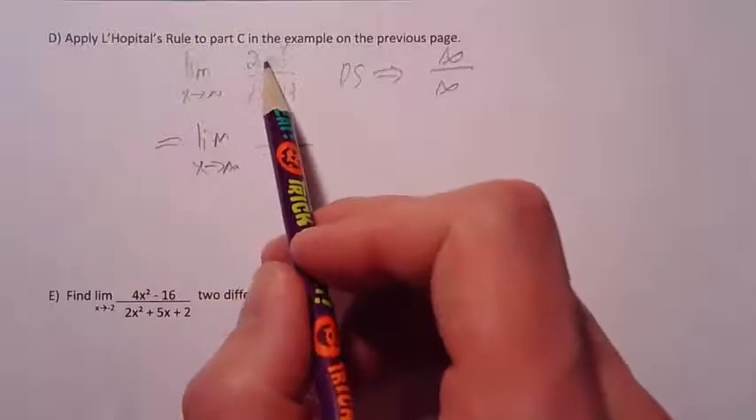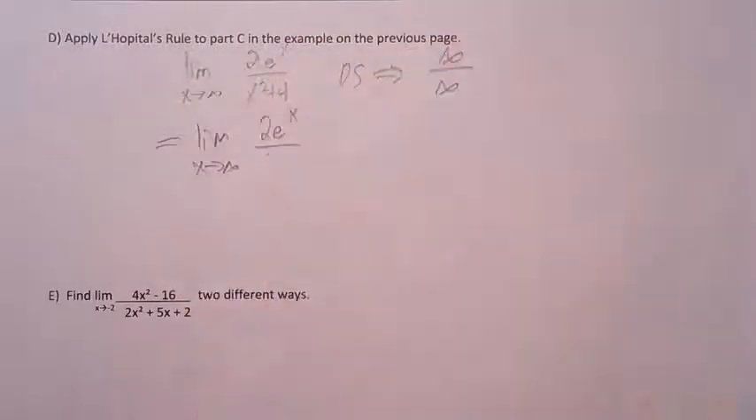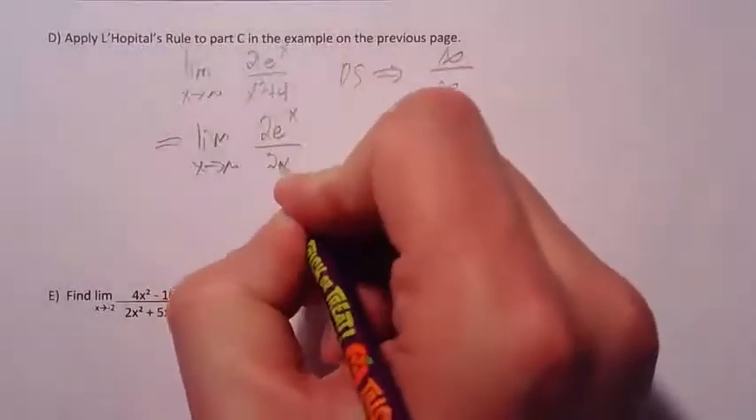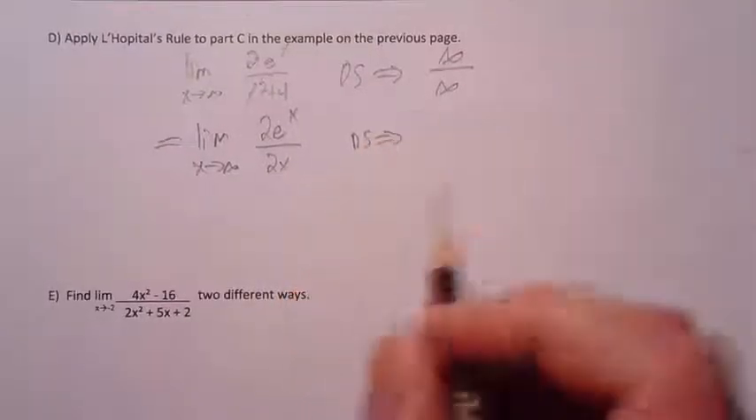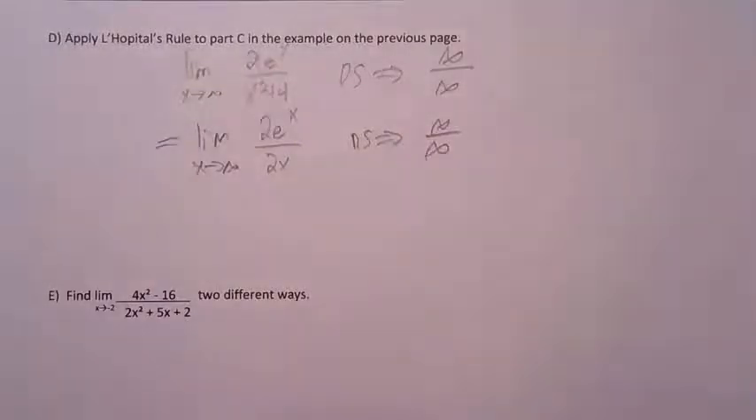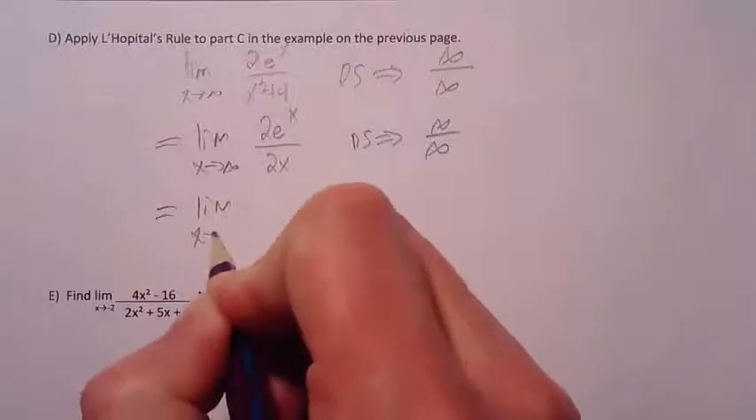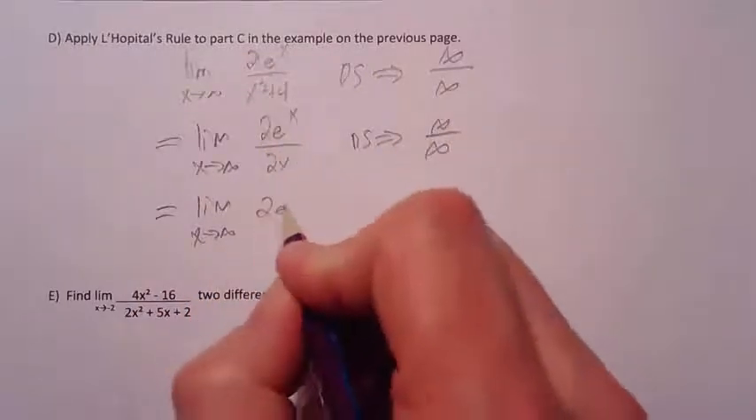To do that, I'm going to take the derivative of the top. So 2e to the x has a derivative of 2e to the x. And I'm going to take the derivative of the bottom. That's just going to give me 2x. I'm going to try direct subbing then into this. I'd still have infinity on the top, and I'd still have infinity on the bottom. But that's okay. You can use L'Hopital's rule again. Now let's take the derivative of the top. We still have 2e to the x.